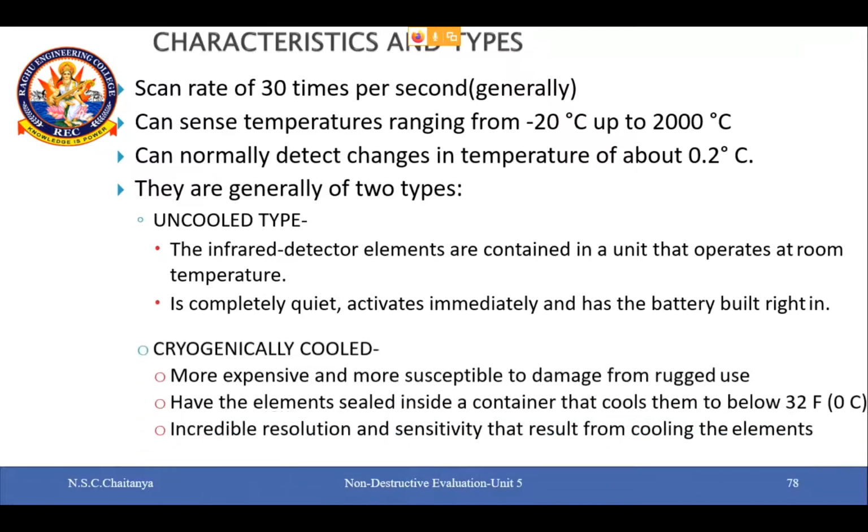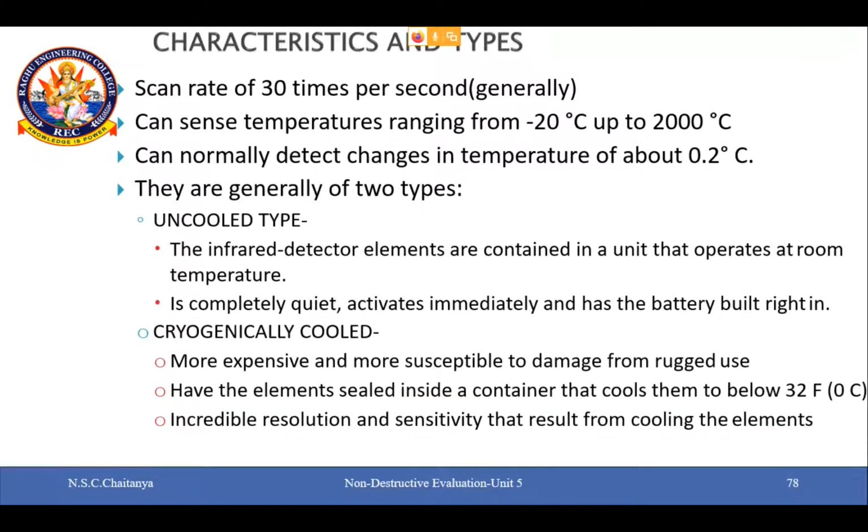And this is generally cryogenically cooled. Cryogenics is a field of science which deals with temperatures as low as minus 180 degrees centigrade. You might have studied cryogenics in your earlier course. I'm not going to go in depth into it. Cryogenically cooled infrared devices are more expensive, obviously, because they have extensive cooling. They are more susceptible to damage from rugged use. They are sensitive. That is why they cannot be used very ruggedly.